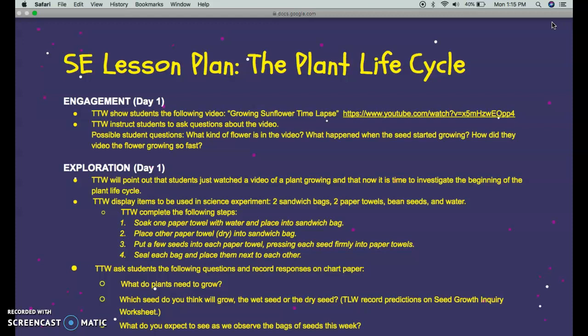So on the first day, it would be the engagement phase and the exploration phase. So during the engagement phase, the students would watch a quick video on a time lapse of a sunflower. It's just a quick video, and it gives them an idea of the process of a flower growing.